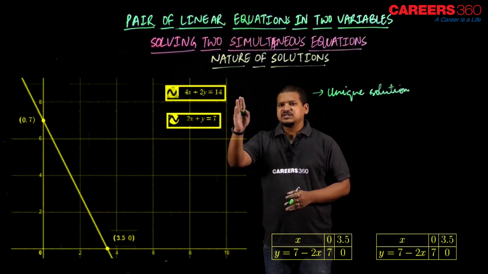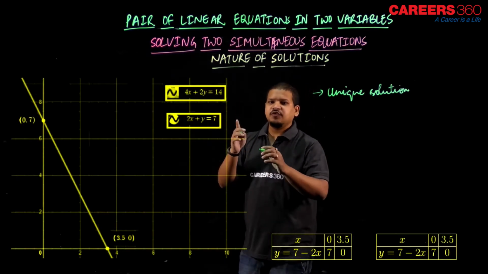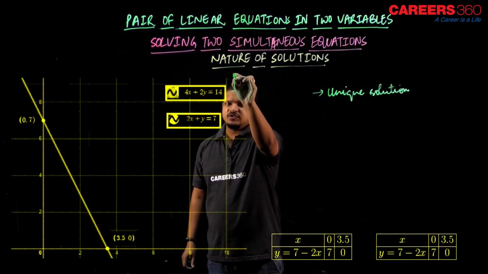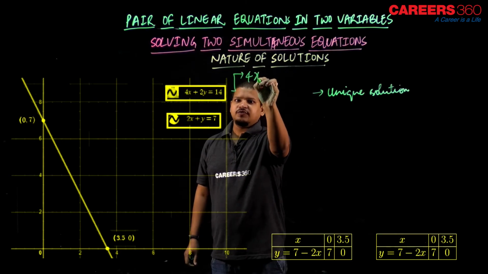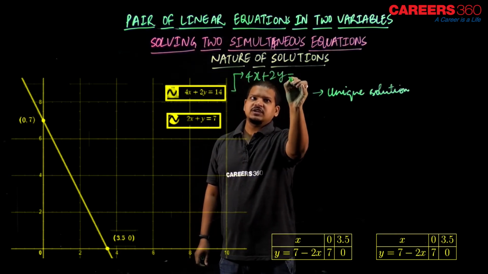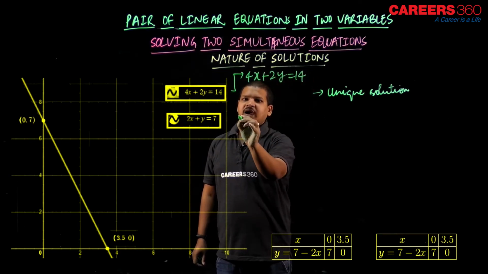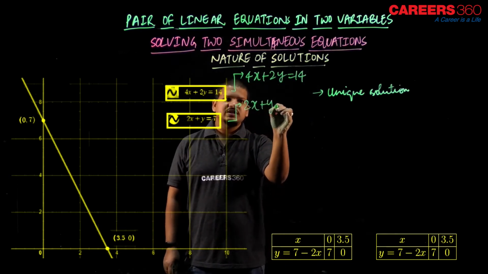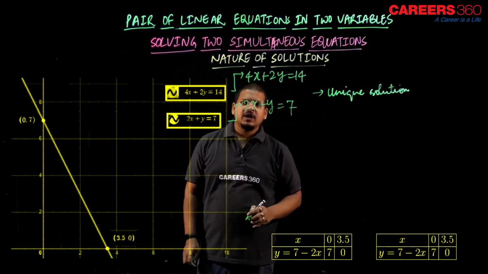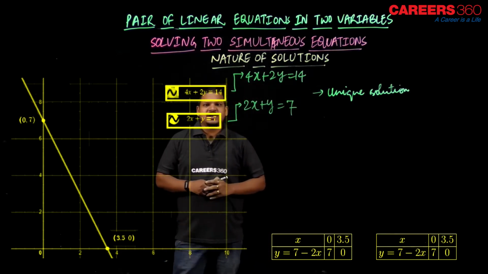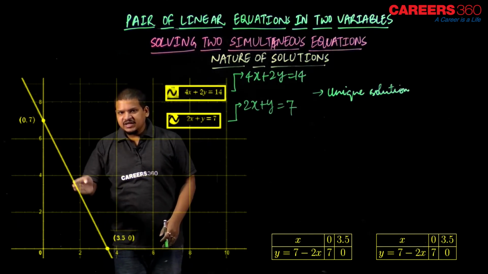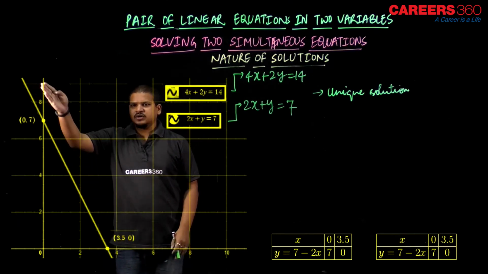Now, as you can see, there are two lines. 4x plus 2y is equal to 14. If this is not clearly visible to you, let me rewrite it. 4x plus 2y is equal to 14, and the next one is 2x plus y is equal to 7. And I have plotted the graph of these two equations, and they are lying on the same points only, right?